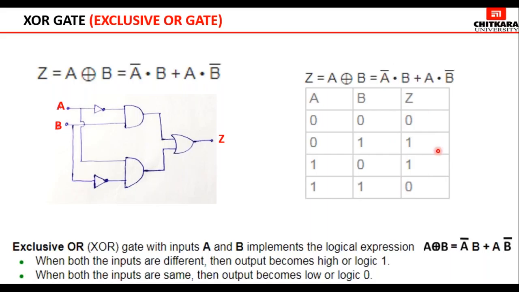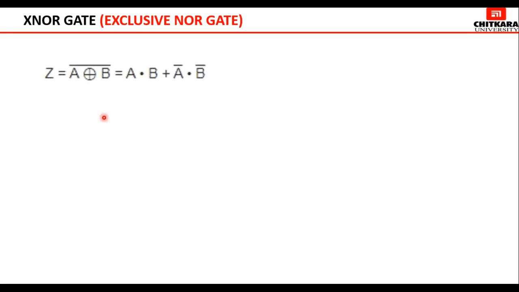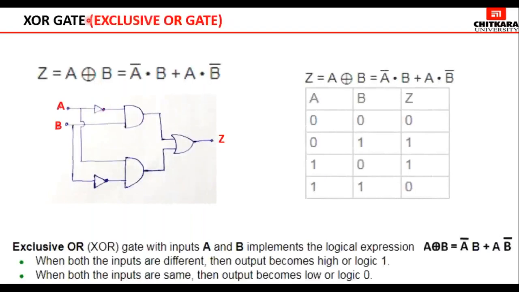Okay. Then let's move on with the next one, that is exclusive NOR gate. So the symbol is X NOR gate, right? Let's see how we write it in the symbolic form. In exclusive NOR gate, we write Z is equal to A direct sum B, and then we take its complement. In the previous one, exclusive OR gate, we were just writing A direct sum B. Now when I'm saying exclusive NOR gate, that means in front of exclusive OR gate, I'm placing an N.